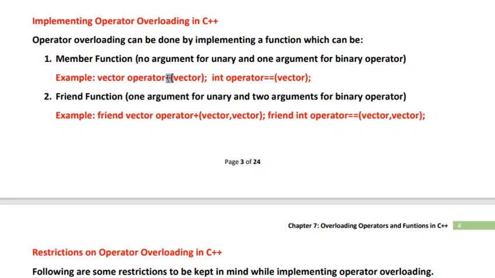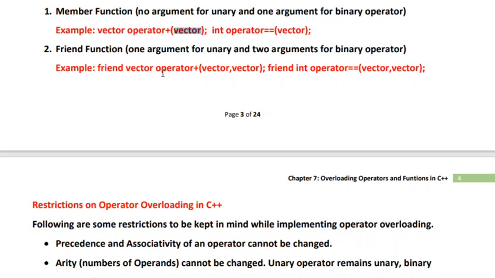So here we have an operator plus. We have one argument in the case of a binary operator. If you consider plus to be a binary operator, we're passing one argument to it. Then with the friend vector operator, we have a binary operator, so we are providing two arguments to it, because whenever we perform operator overloading using a friend function, we need to have two arguments for the binary operator. So this is how the implementation is done. For binary operator plus as a member, we have one argument; in the case of a friend function, we have two arguments.